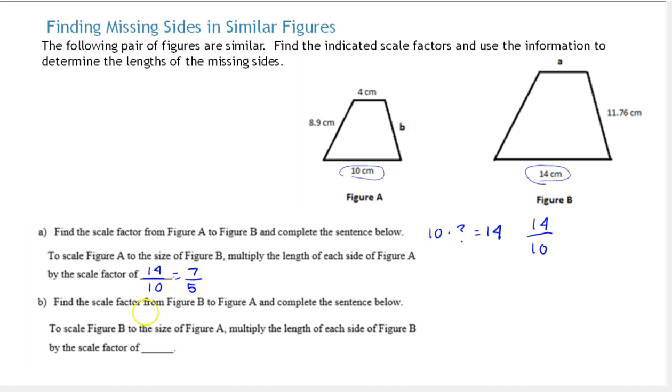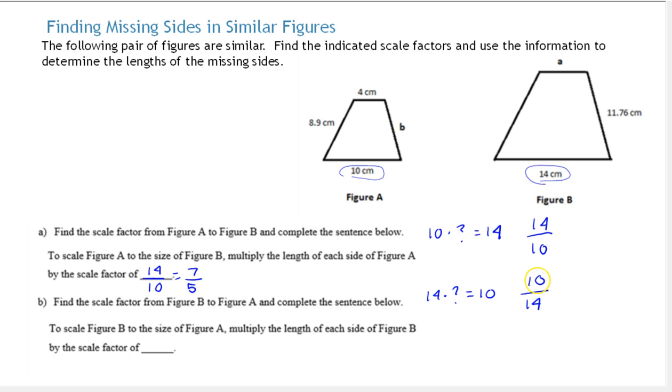Now to find the scale factor from figure B to figure A, and then we'll complete the sentence below. Okay. So let's use the same idea. We want to multiply 14 by something to get 10. 14 times some number equals 10. So what could we do to 14 to make it like 10? Well, we would divide or cut it into 14 equal pieces, and then we'd have size 1, and then we'd multiply it by 10 to get 10. Okay. And again, our scale factor is the reciprocal, and your scale factors will always be the reciprocal.